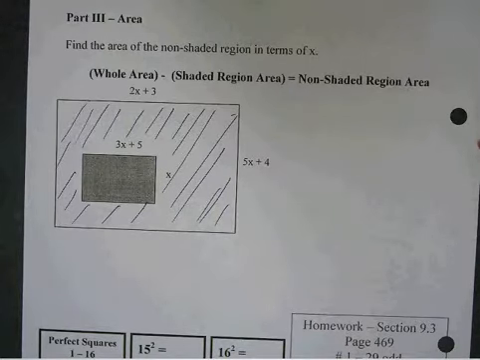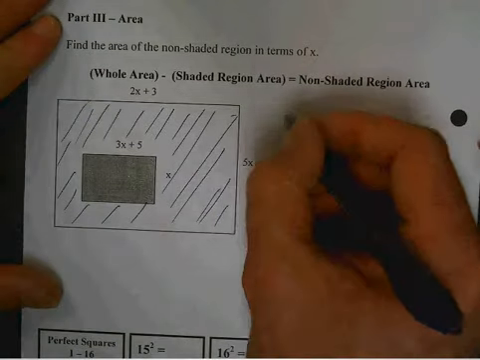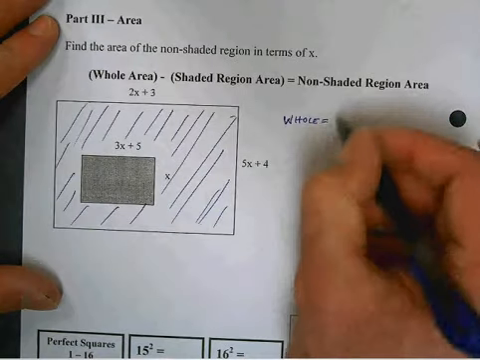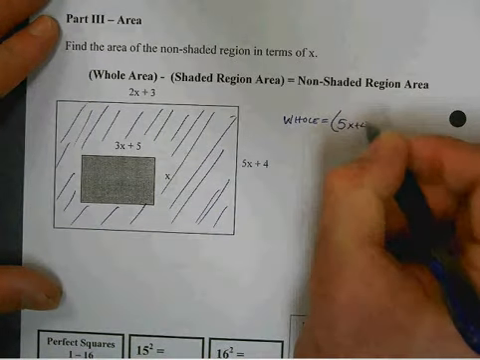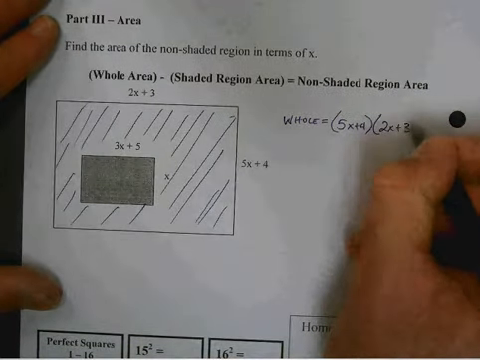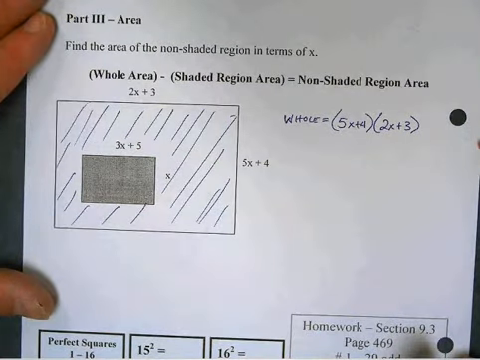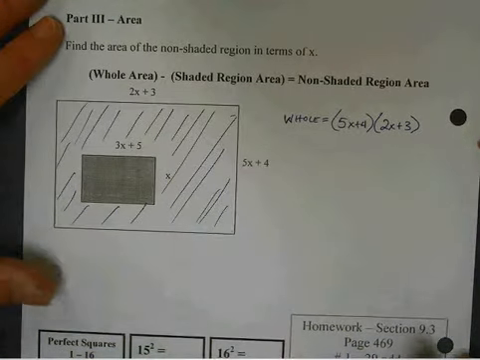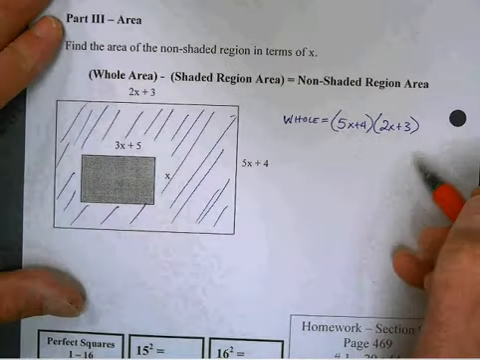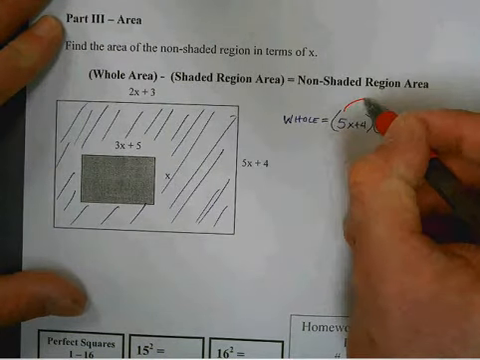Okay. So how do I get the area of the whole thing? How do you get the area of a rectangle? John? Length times width. Okay, so we have to get the area of the whole thing. So here's the whole. 5x plus 4 is the height. 2x plus 3 is the width. So let's multiply that. Yeah, we're going to have to FOIL it. Luke, you said you were good at this, so go ahead and walk me through it.